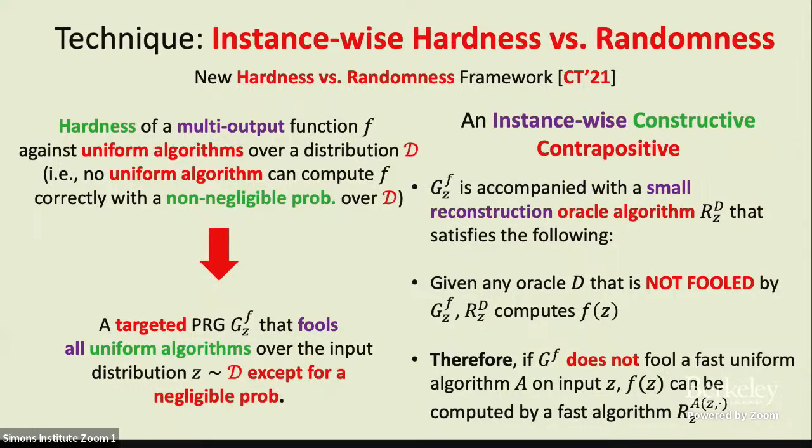Here I'm doing things at the per-input level, but you can think about distributions. If G^f does not fool a uniform algorithm over some distribution, then f can be computed on that distribution. Okay, is this clear?